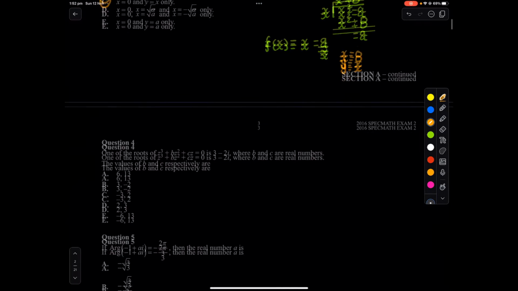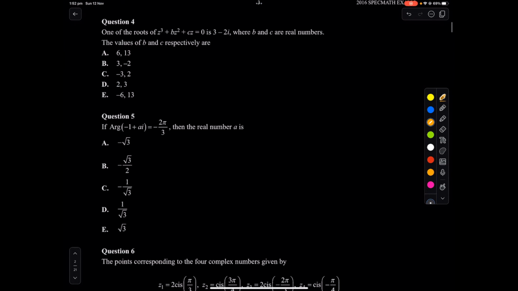So, question 4. One of the roots of z to the power 3 plus bz squared plus cz plus 13z is this, where b and c are real numbers. The values of b and c respectively are what? What we know is that we already know one of the values of z, a solution. So z is equal to 3 minus 2i.